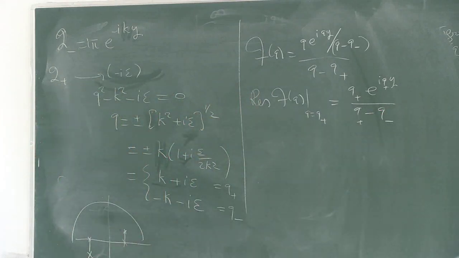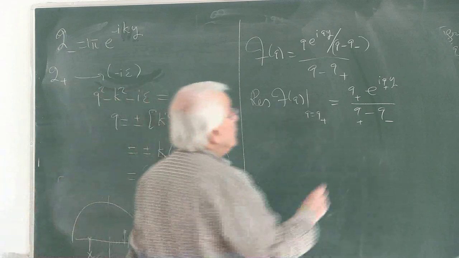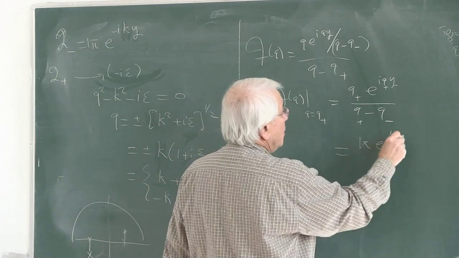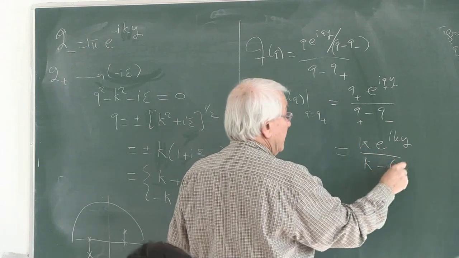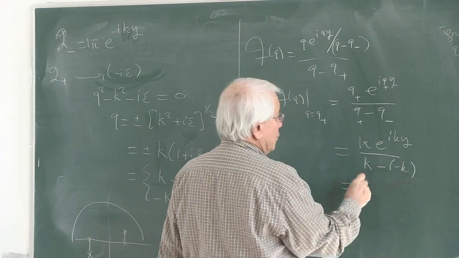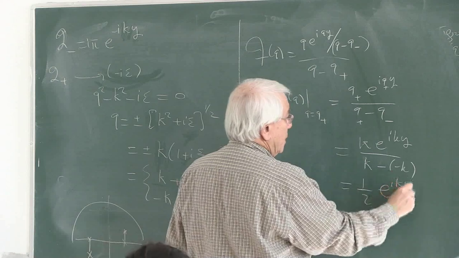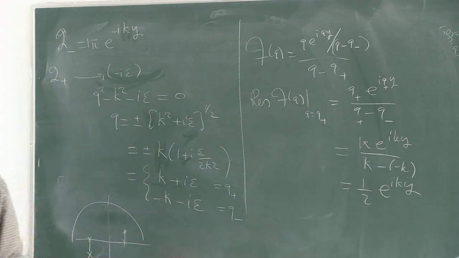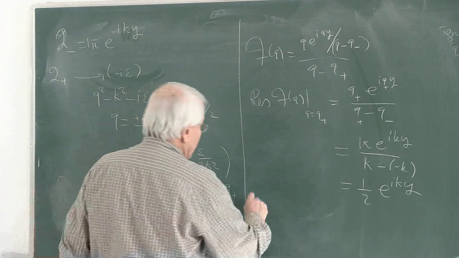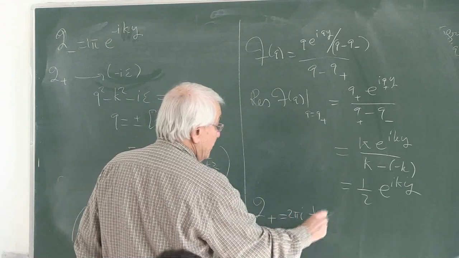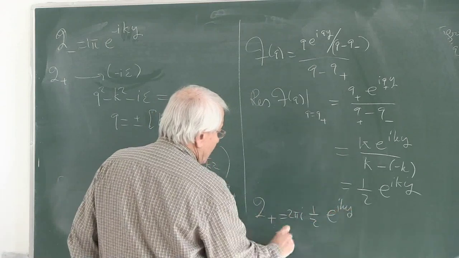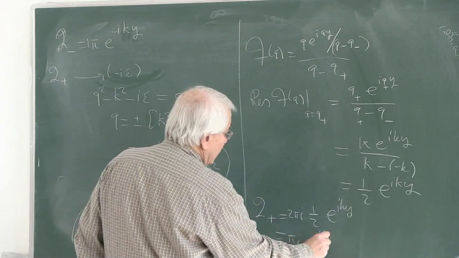I have just set that Q plus. What is Q plus when epsilon goes to zero? Q plus is K. So this is K times e to the i K y divided by K minus minus K. So it is 1/2 e to the i K y. So it is the exponential part which changes sign. So what is the I plus then? It is 2 pi i times the residue, which is 1/2 e to the i k y, or pi i e to the i k y.